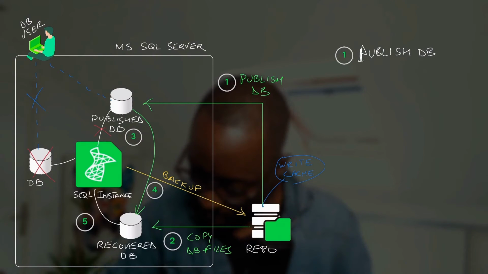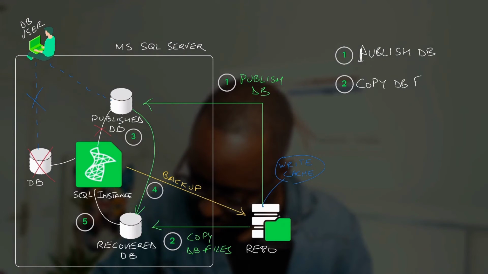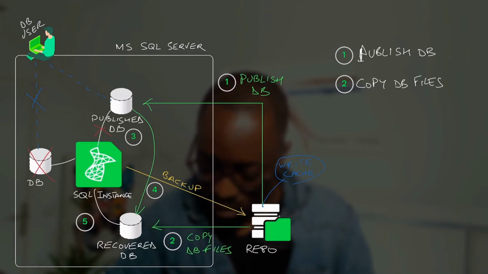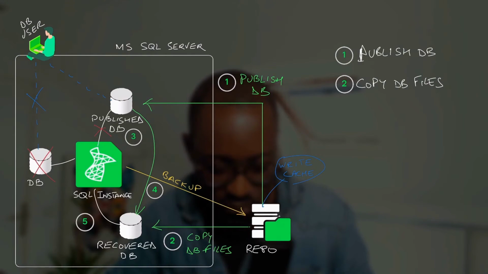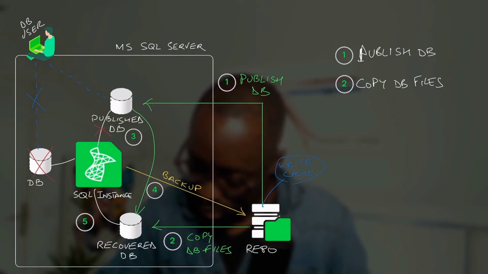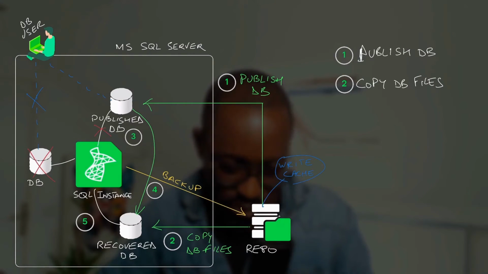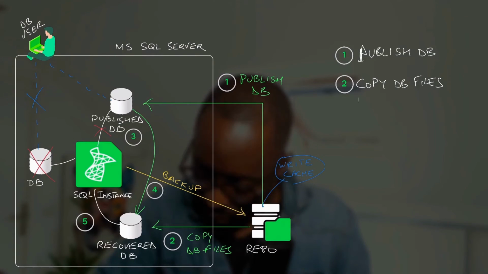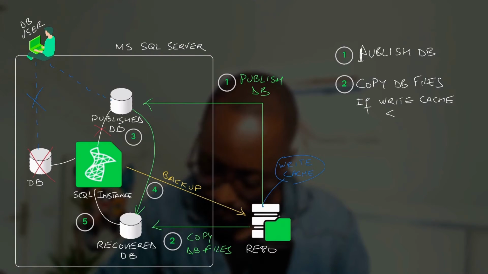Next, the second step. The second step is the copy of the database files. At that moment there is a copy of the database files. And then, what Veeam will do is evaluate the size of the write cache. If the write cache is less than 100 megabytes, then we move on to step 3, at which point the switchover is triggered.